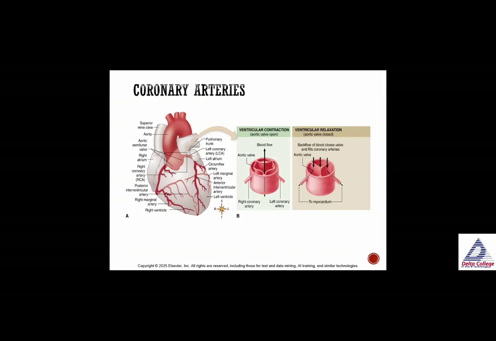So basically in ventricular contraction, you can see in green the aortic valve opens, blood flow goes out. Ventricular relaxation, the aortic valve closes, and you can see where it goes through, when it closes, it spurts blood flow around the heart.